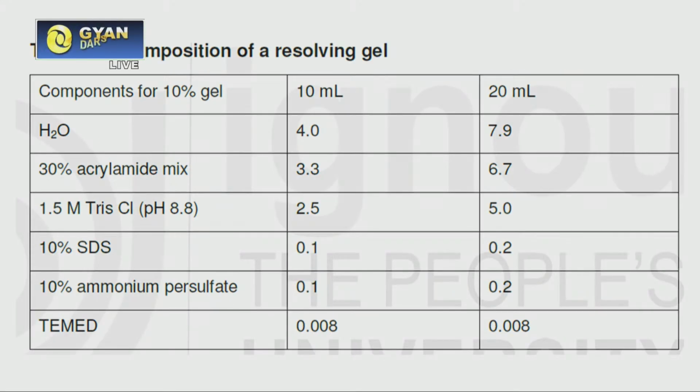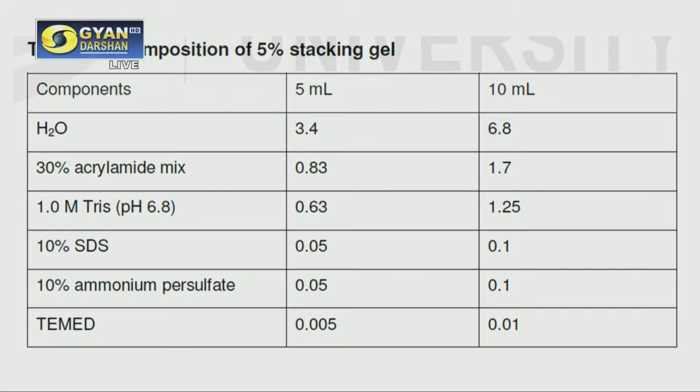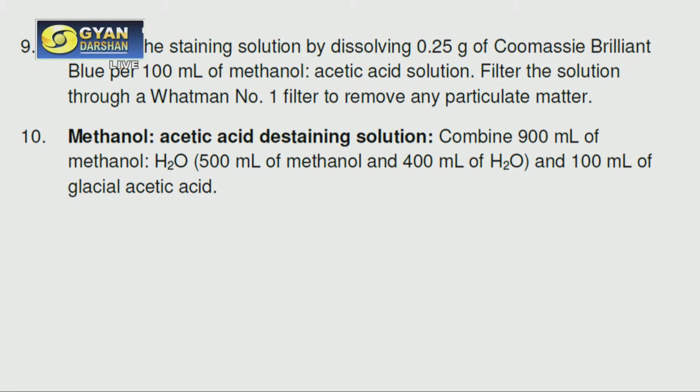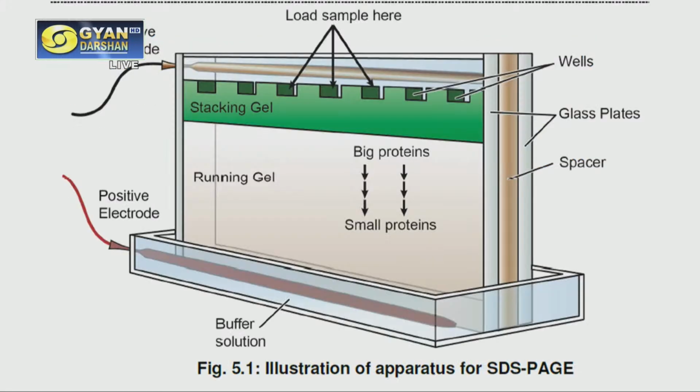So this is the composition of the resolving gel. There is a proper ratio in which you should mix the components: water, acrylamide, Tris-chloride pH 8.8, SDS, ammonium persulfate, TEMED. Similarly for the stacking gel, 5% stacking gel, you have the mixture. You can find it in our self-learning materials. It's given there. And then you prepare the staining solution, that is the Coomassie Brilliant Blue in methanol and acetic acid, and then the destaining solution, that is only methanol and glacial acetic acid, not the Coomassie Brilliant Blue.